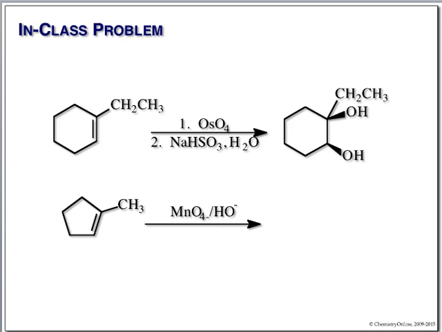Go ahead and draw the product for the permanganate oxidation of 1-methylcyclopentene. Once again, all you have to do is show stereochemistry. You could do this with a very nice perspective drawing, or you could again just simply use wedge bonds.